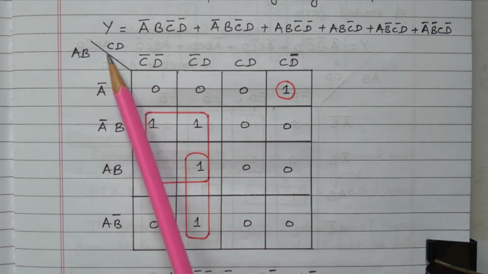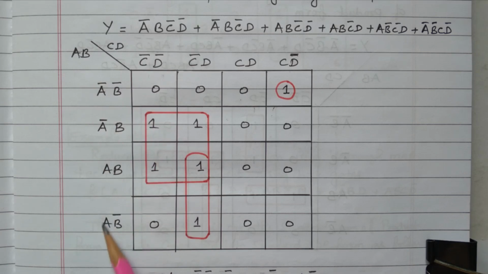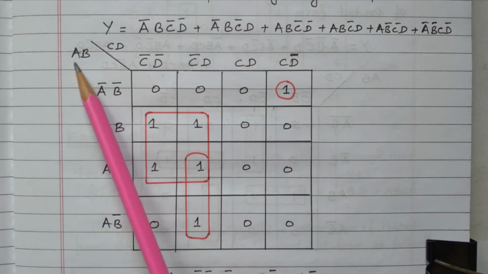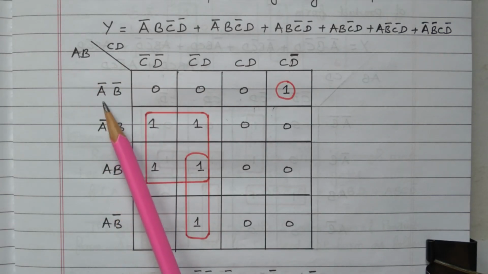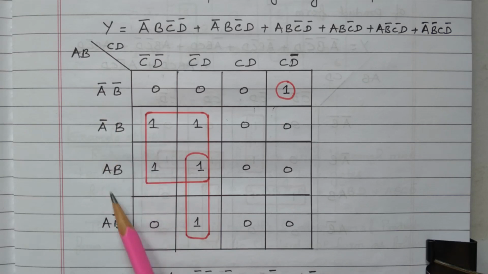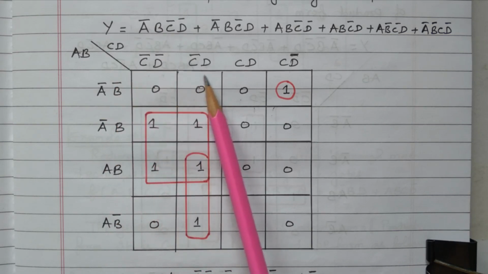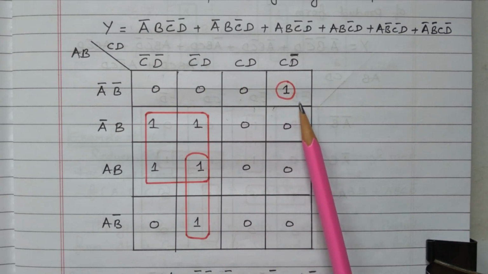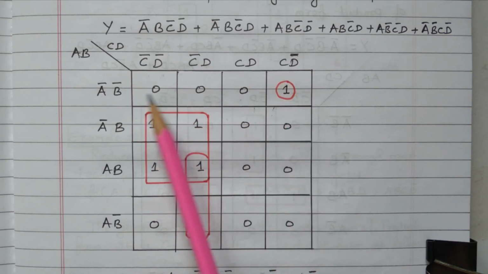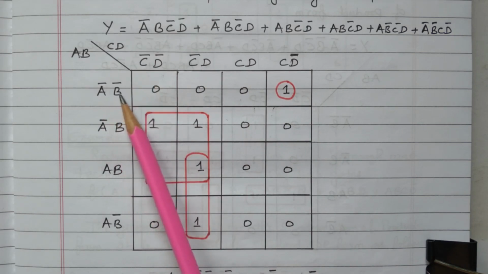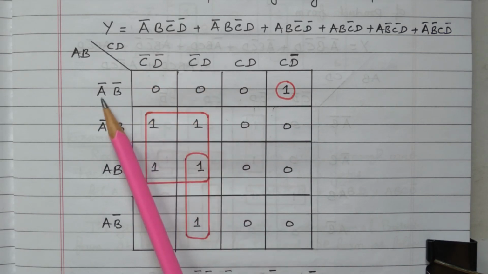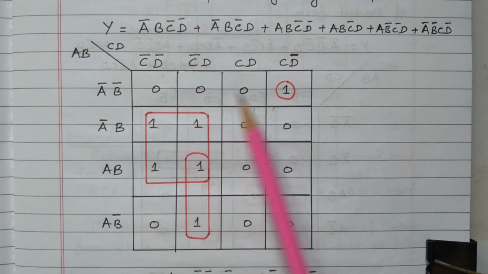So A, B, C, D, 4 variables. The A, B is placed in the vertical manner. C, D is placed in the horizontal manner. The 2 variables A, B have 4 combinations: A bar B bar, A bar B, A B, A B bar. Similarly, C, D, 2 variables having 4 combinations: C bar D bar, C bar D, C D, C D bar. Right. So the first cell is nothing but the combination of these two, A bar B bar C bar D bar. The second cell is A bar B bar, then C D bar. Like that we can combine the cells.